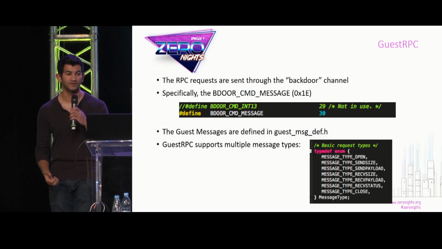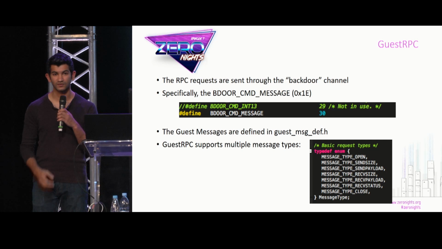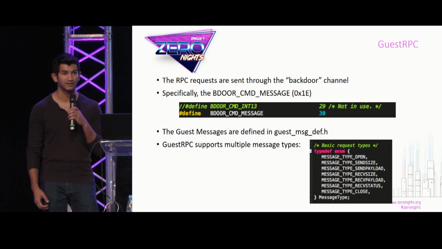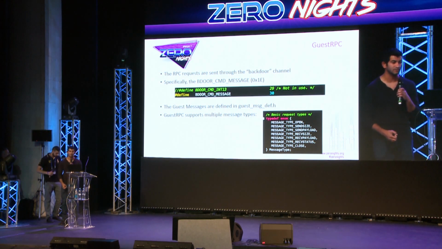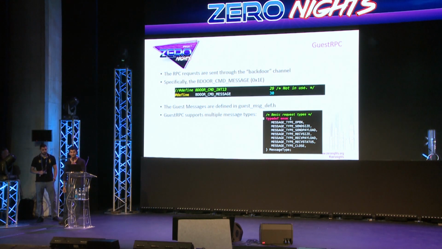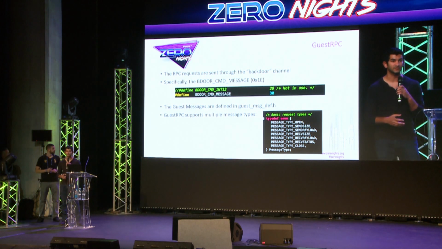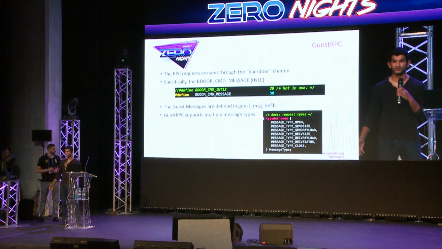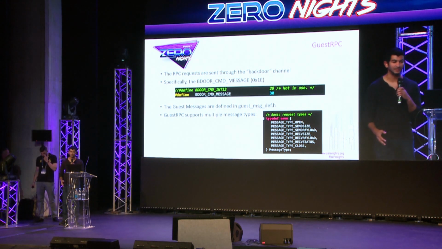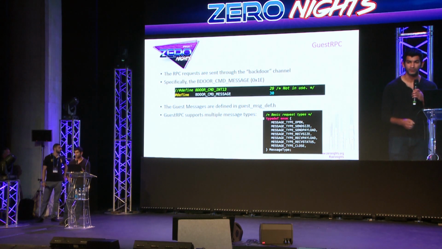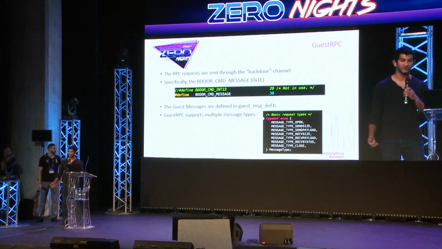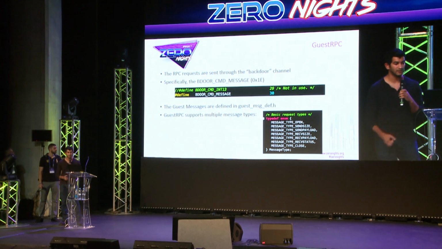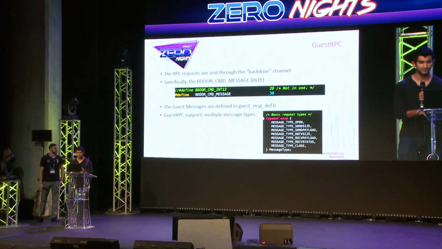So in guest RPC, you have a few messages, and Brian mentioned that's all defined in backdoor-defs.h. There's one in particular, backdoor command message, represented by hex 1e. The messages themselves are all defined in guest_message_def.h, and there are multiple message types. They're all defined within an enum, so you have a message type open, which is going to be represented in assembly or in code by 0. There's message type send size 1, and so on and so forth. And we'll see how these get used in the next slide.